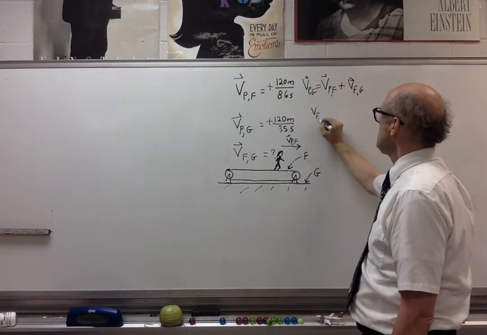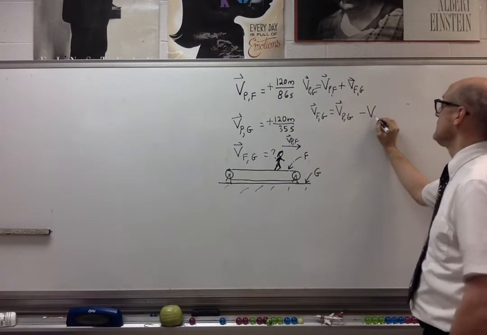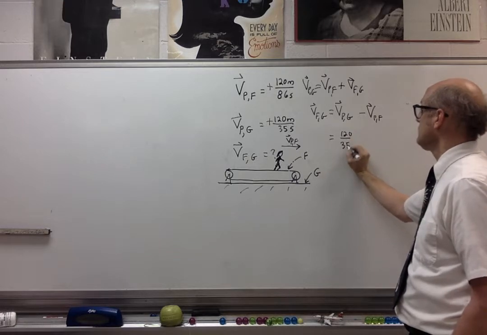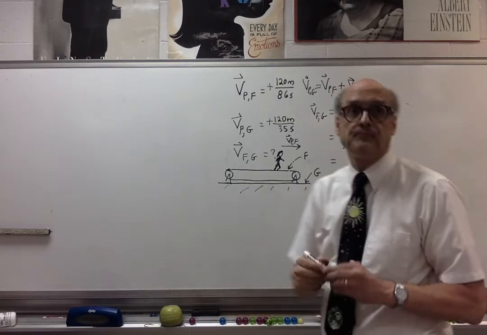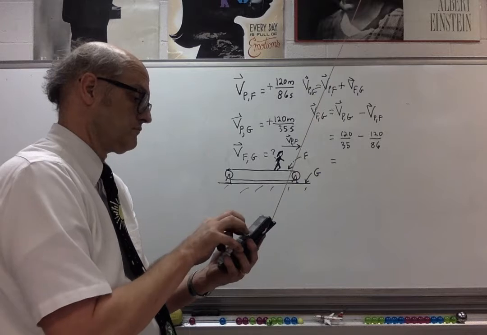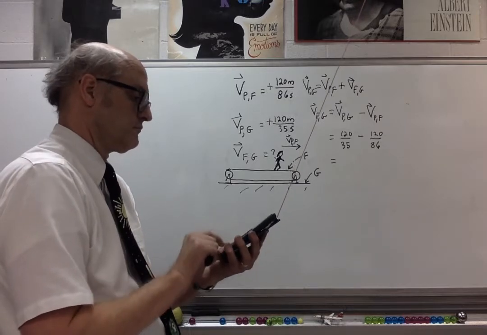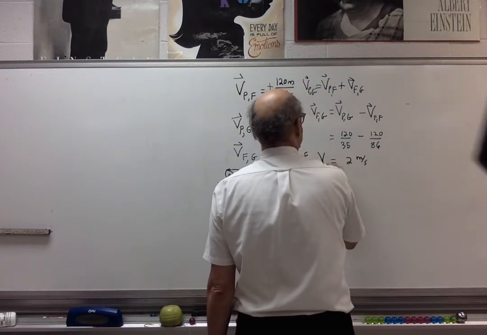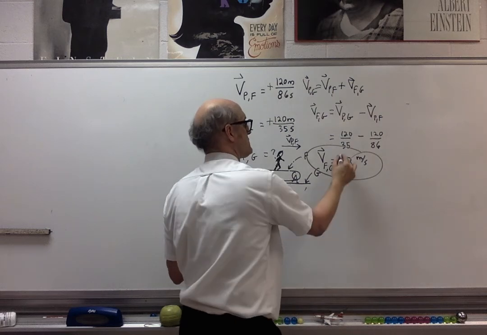So solving for VFG, I get VPG minus VPF. VPG is 120 over 35, and VPF is 120 over 86. And I'm getting about 2 meters per second as the velocity of the speed ramp relative to the ground. And that's in the positive direction.